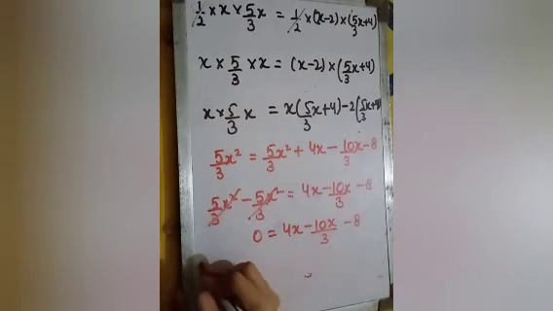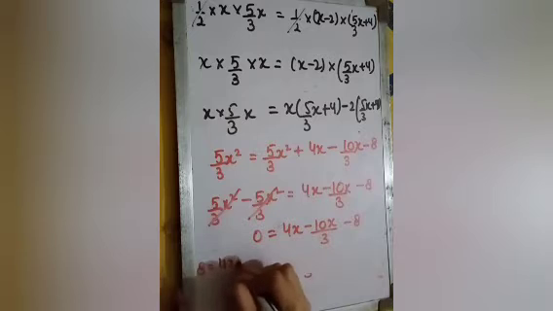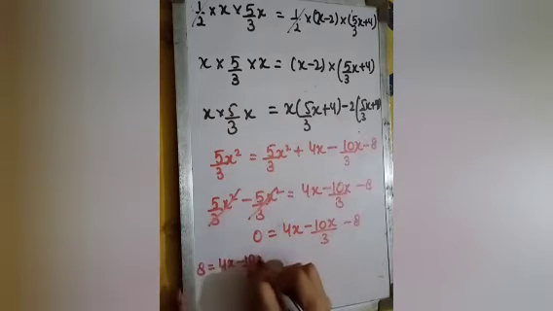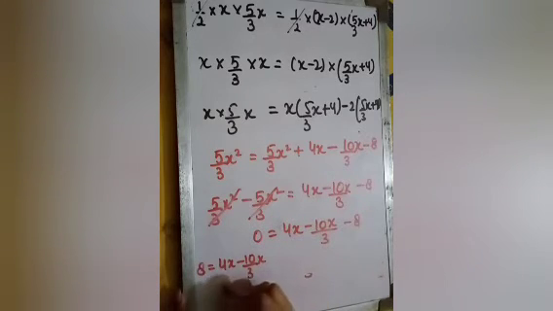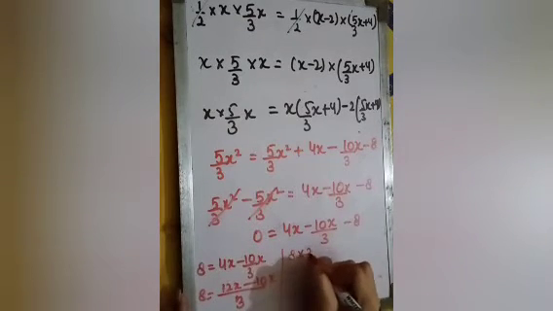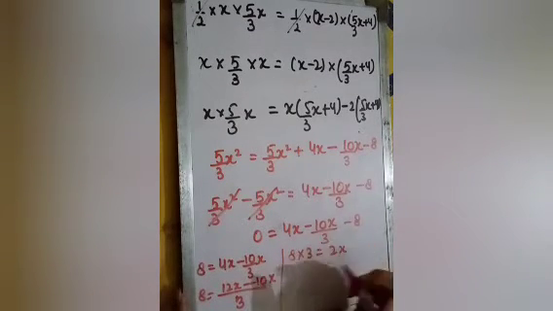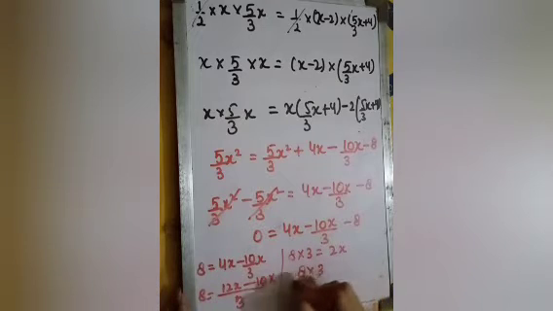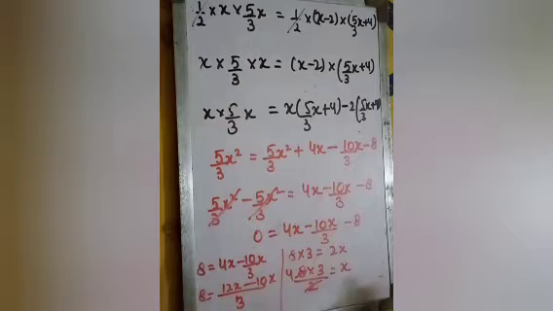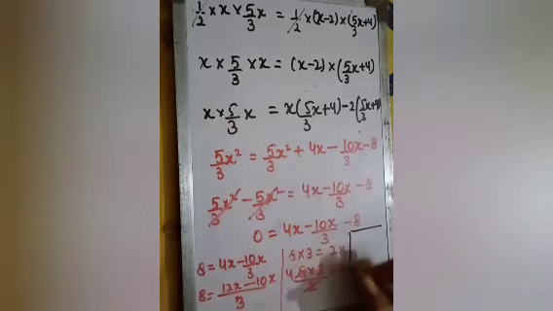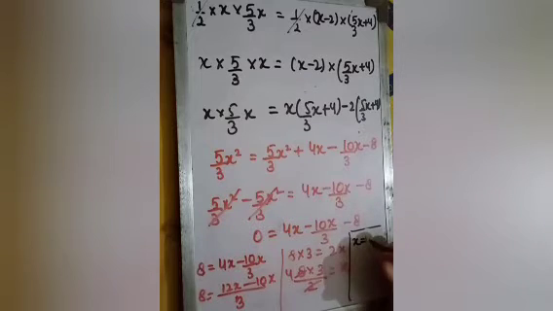Writing it here. 8 equals 4x minus 10 upon 3x. Take the LCM. It will be 12x minus 10x upon 3. So 8 into 3 equals 2x. 8 into 3 upon 2 equals x. So x equals 4 into 3, 12.